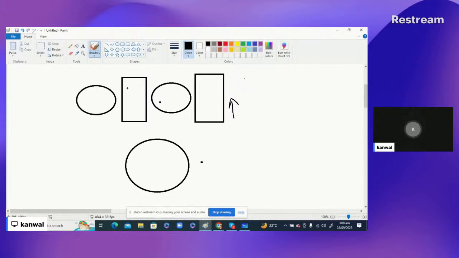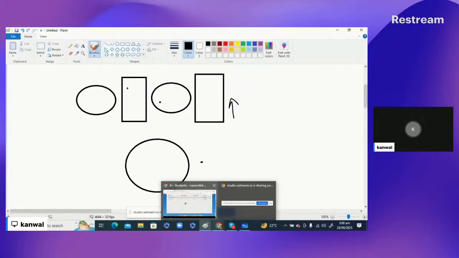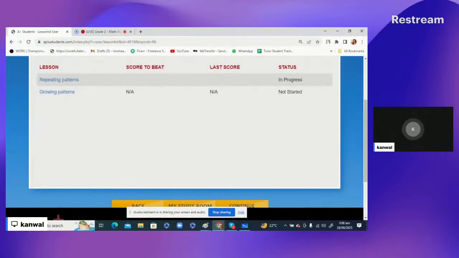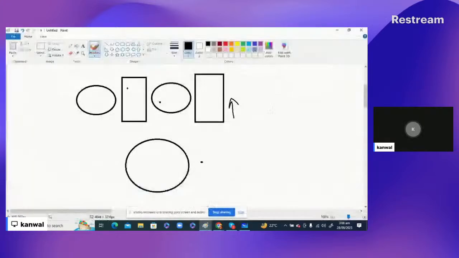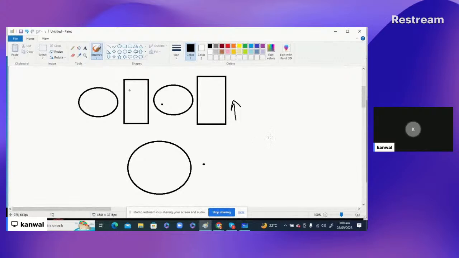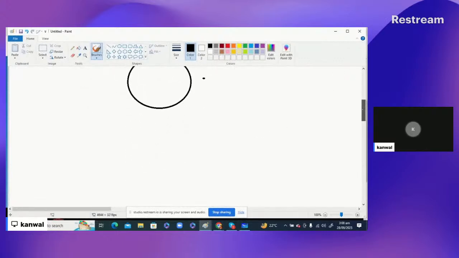All right then. So the next part is basically the repeating patterns. So let's check what repeating patterns are and what growing patterns are. Okay. So, repeating patterns. All right.